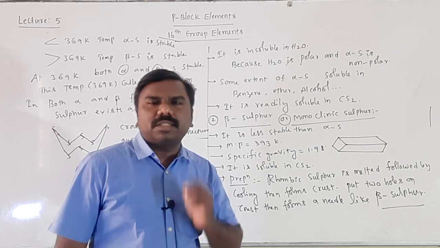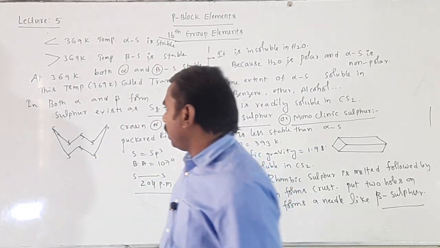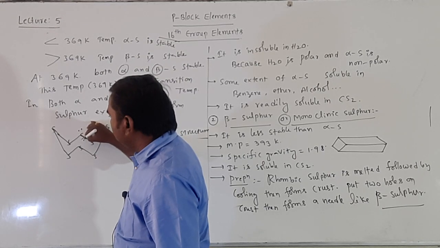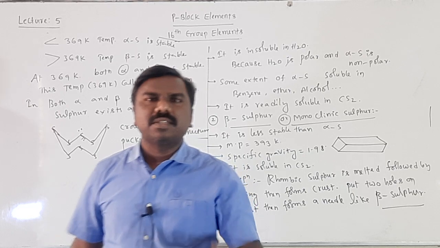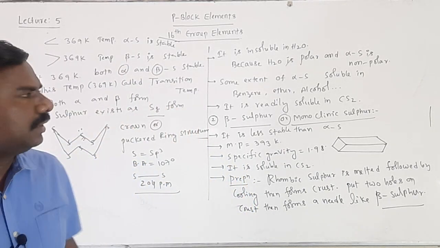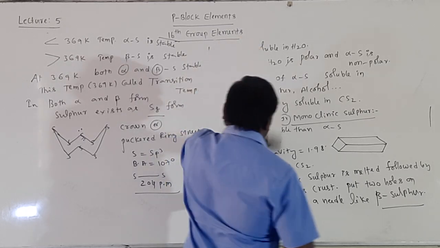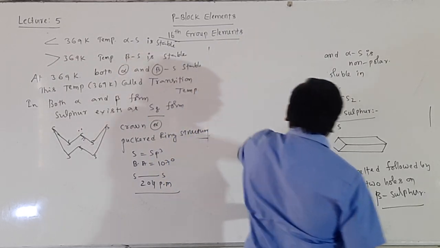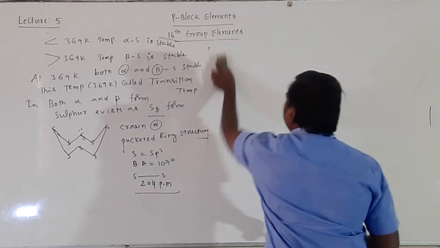Alpha and beta sulfurs are in S8 form, a puckered ring structure. On each sulfur there are 2 lone pairs and each sulfur is covered by 2 bonds, so covalency is 2, right. Next, other allotropic forms of sulfur; alpha completed, beta completed.